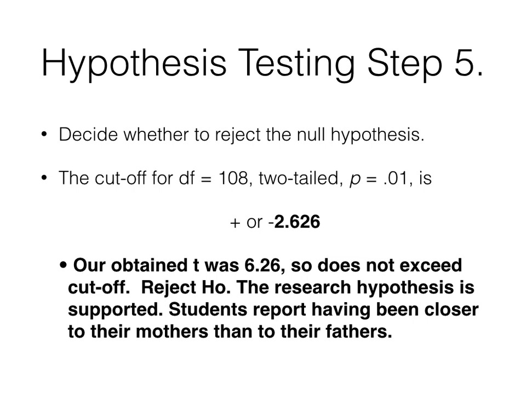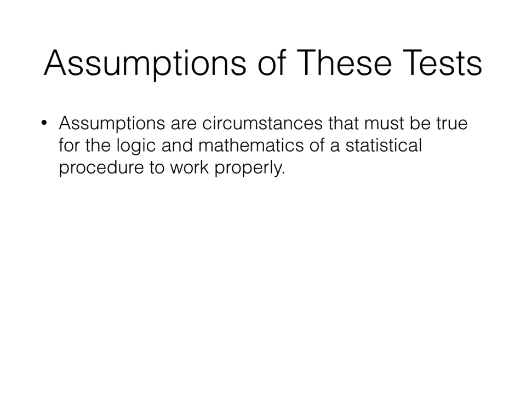The last topic that I want to bring up about t-tests at this point is some of the assumptions of these tests. And the first thing we want to do is just define, what does it mean to say that we have an assumption? Assumptions are circumstances that must be true for the logic and mathematics of a statistical procedure to work properly. So in the case of a t-test, there are assumptions that we have to make in order to be appropriately using the t-test for it to work appropriately.